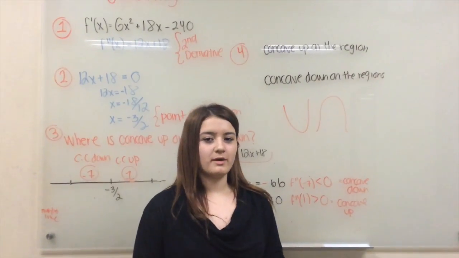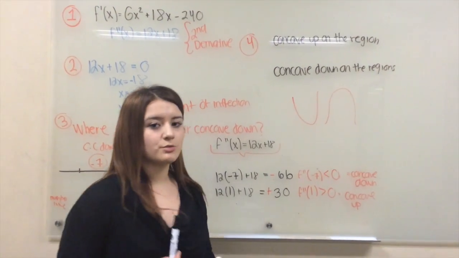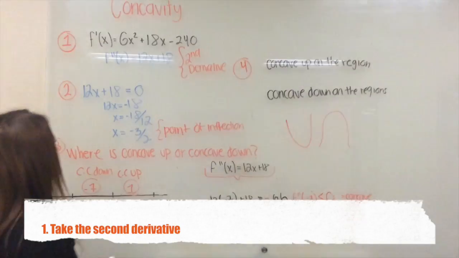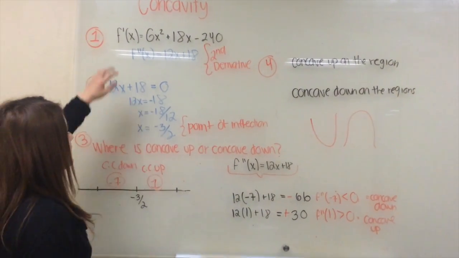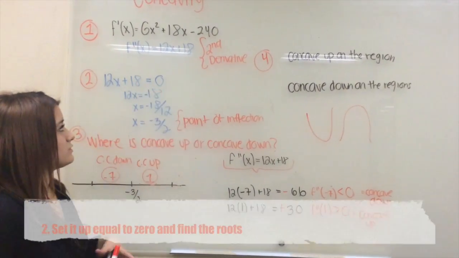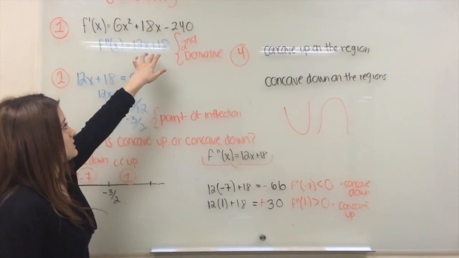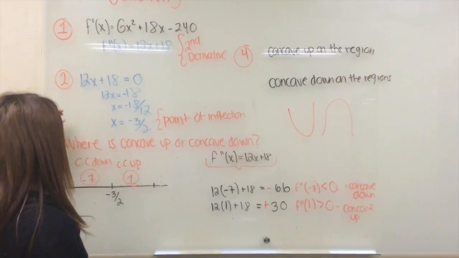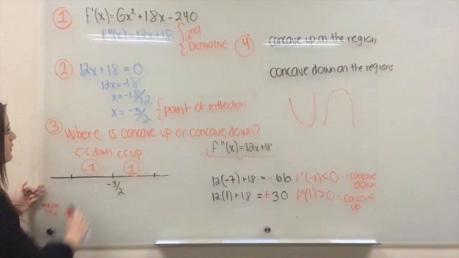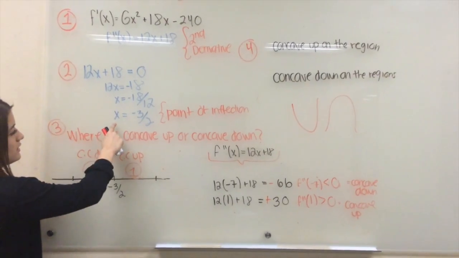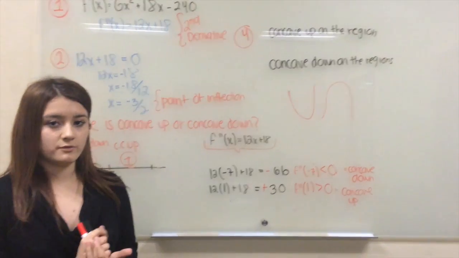So now we're going to talk about concavity. Concavity is where the graph is concave up or concave down, and this is determined by the second derivative. So we're going to use the first derivative of our previous example and take the derivative again. We had 6x squared plus 18x minus 240, and taking the derivative, we have 12x plus 18. For the second step, we have to set it equal to 0. So we move the positive 18 to the right as negative 18, and we divide by 12. So we get x equals negative 3 over 2. This is my possible point of inflection.